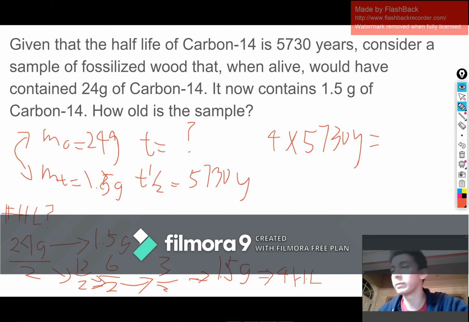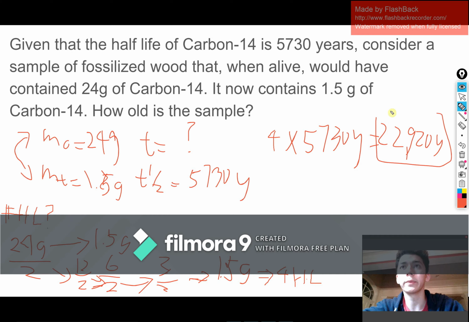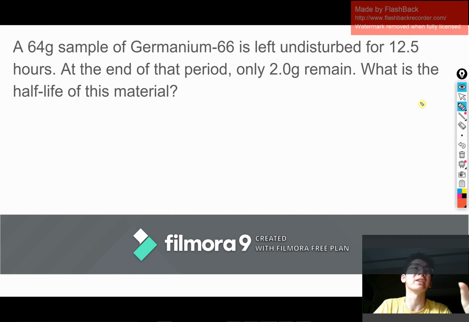So let's put that in the calculator over here. And that is going to give us 22,920 years. All right, so it's a different kind of problem, but we can still solve for the variable that we want. We're going to go through one more just in case.